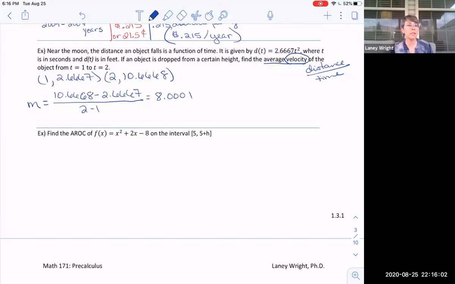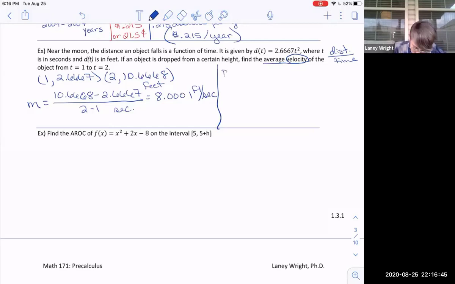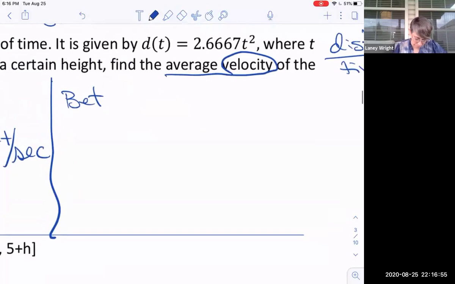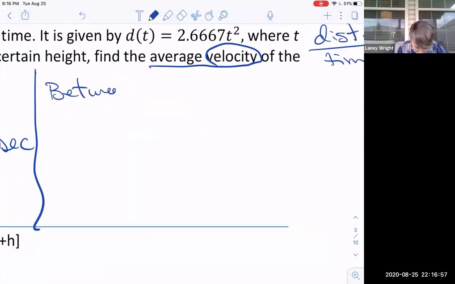Now remember, the top number was your distance. Is that correct? So the top number was in feet. Your bottom number was in seconds. So when we interpret this, we want to be sure that we give it in terms of feet per second. And remember, we have to have our 5 things. So what is our time frame? We'll say between seconds 1 and 2.